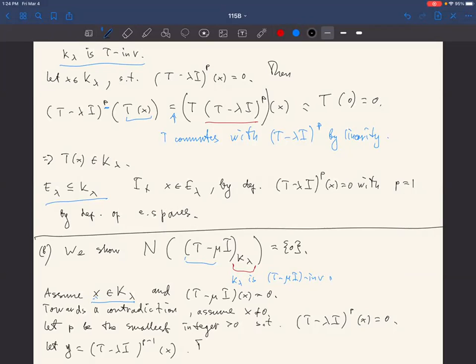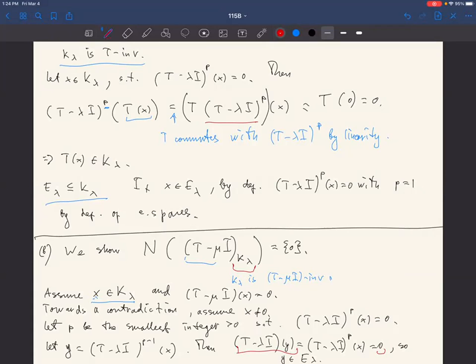Okay, so then if I apply T minus lambda I once again to y, this is the same as applying it p times to x, right? So we get this, and we know that this is 0. So what we get is that y belongs to E lambda. We see that y is an eigenvector corresponding to the eigenvalue lambda, because T minus lambda I of y is equal to 0. Okay, so we have y as an element of E lambda.